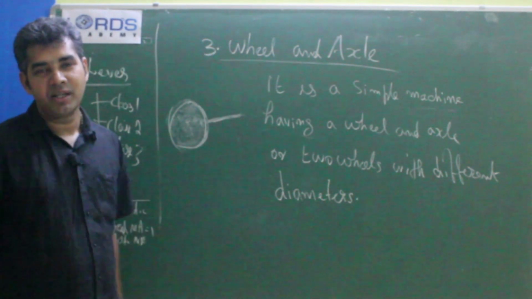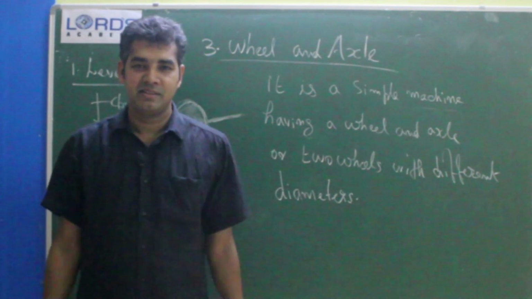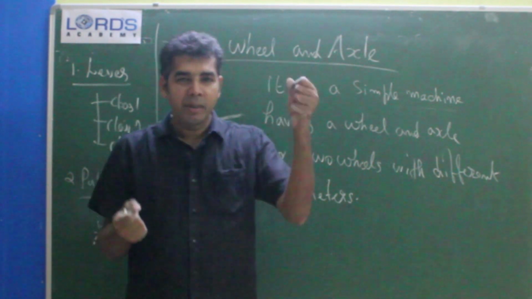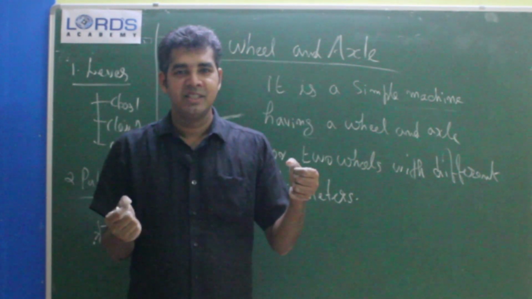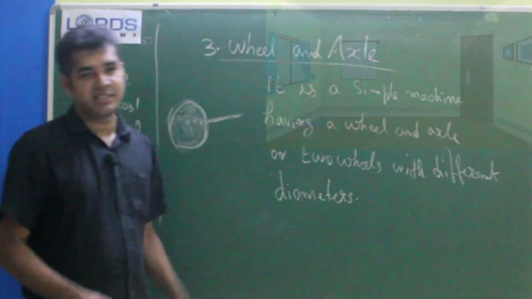Where can you see this one? In common life example, steering. There is a wheel and an axle. It helps to make our effort very easily. So, a wheel and axle.